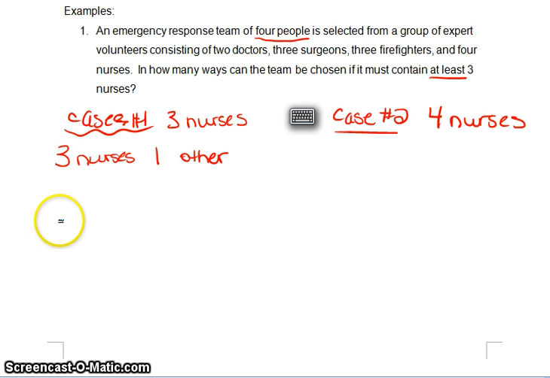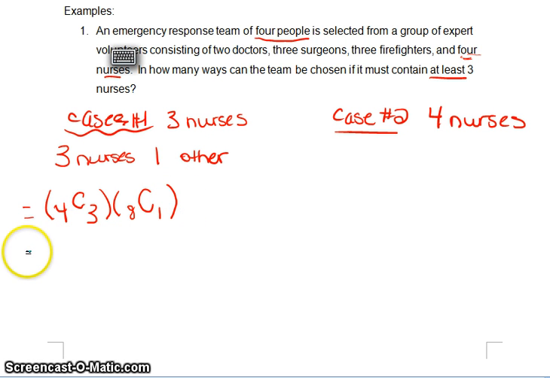And that one will be, we have 4 nurses in total, that's what it says right here. So there's 4 nurses, and we're choosing 3 of them. And we're going to multiply that with the combination for the other person. So you look at who is left, or what total number of people is left over. We have 2 doctors, 3 surgeons, 3 firefighters. So that's 2 plus 3 plus 3, which is 8 people in total. So we're taking a total of 8 people, and we're going to choose 1 person.